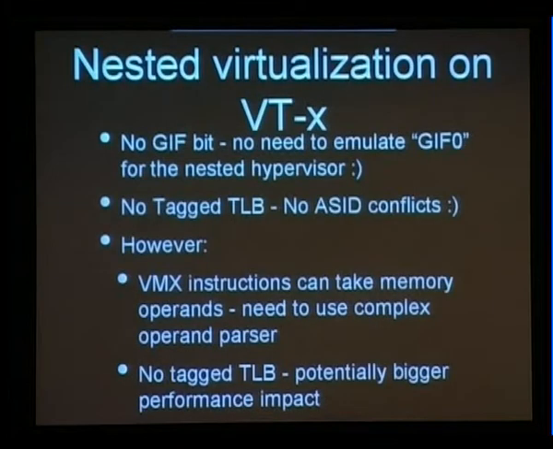I will show the picture about performance impact later when I discuss paravirtualized domains on AMD. What about Intel? There is no global interrupt flag on Intel, so it's a bit simpler to implement nested virtualization on Intel. There is no tagged TLB support right now, and no ASID conflicts either.